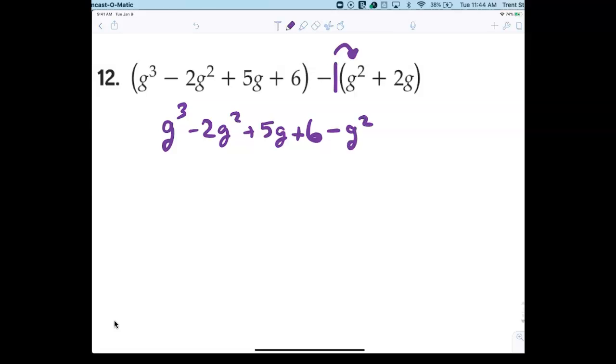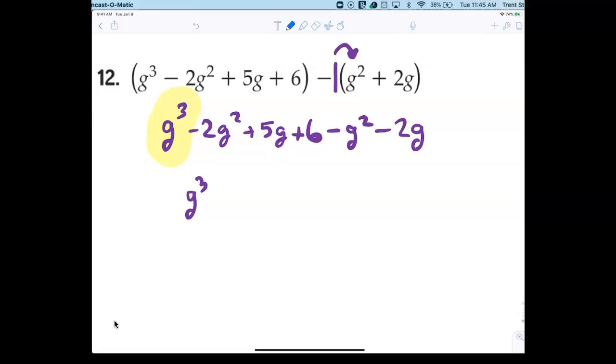That would be negative g squared. And then the next one would be what? Minus 2g. Everybody okay with that? All right. Now it's just a matter of combining like terms. We always want to write in standard form, which means largest exponent first. So g cubed is first, right? Were there any other g cubes? No. So we write g cubed.